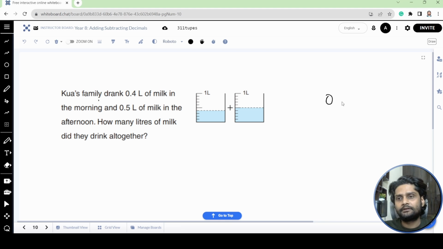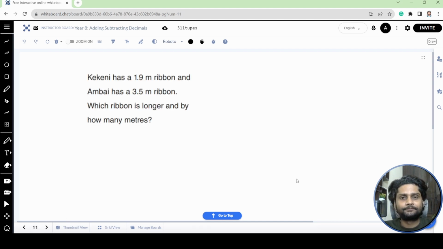So that's simple. The first number is 0.4. The second number is 0.5. So again, you need to make sure to line up the decimal. And the numbers are pretty simple to add. We can add them. It becomes 0.9 liter of milk they drink altogether. Very simple question. Let's continue to the next example.